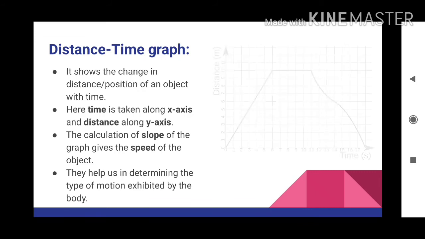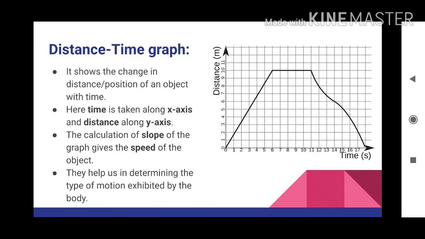So here look at the picture. This is a simple kind of distance time plot. Here time is plotted on the x-axis while distance is plotted on the y-axis, and you can look at the line graph which is varying with time.